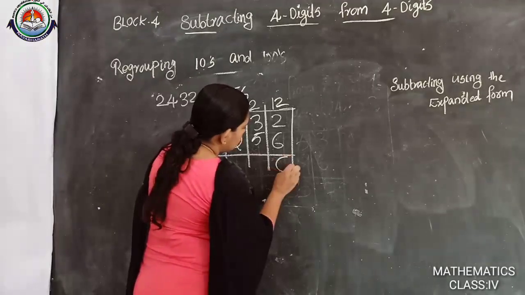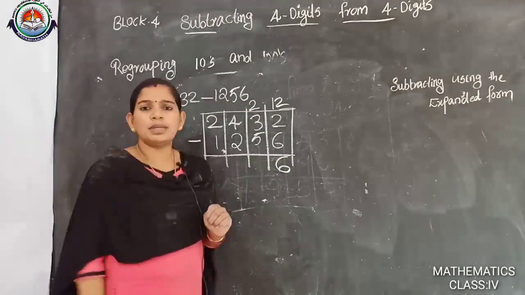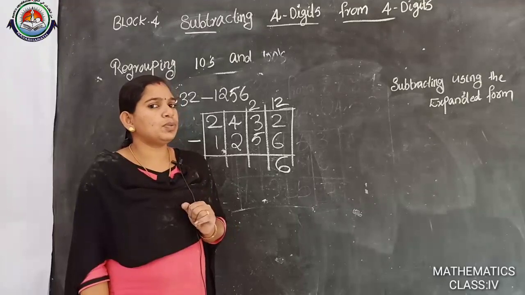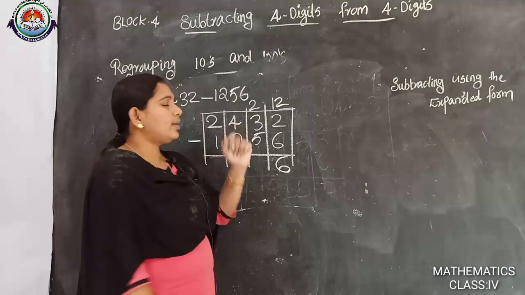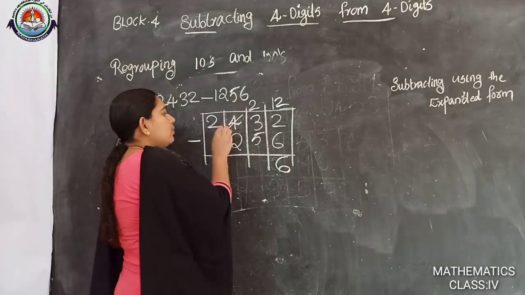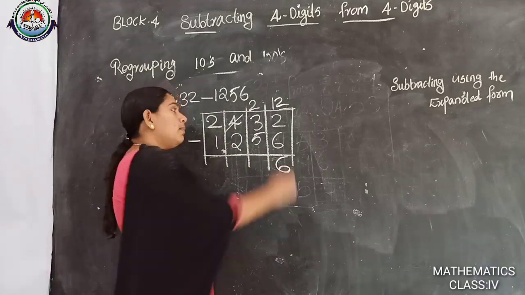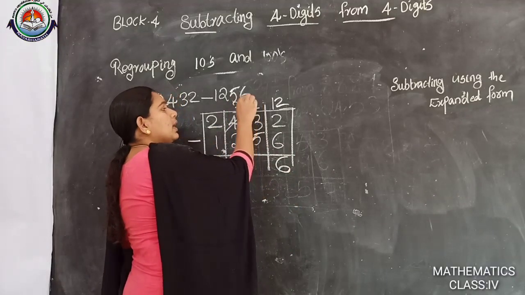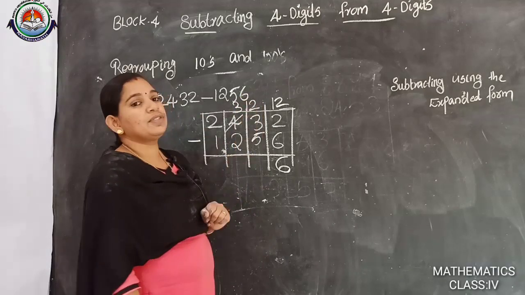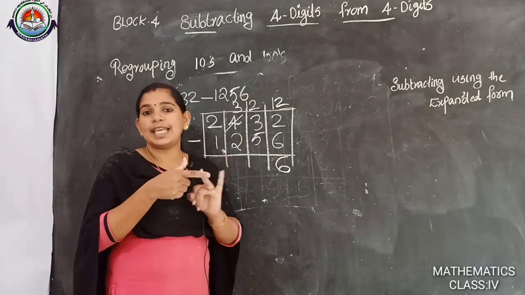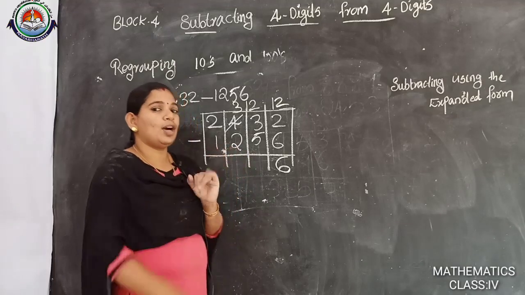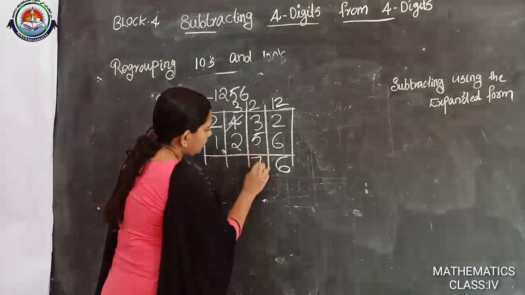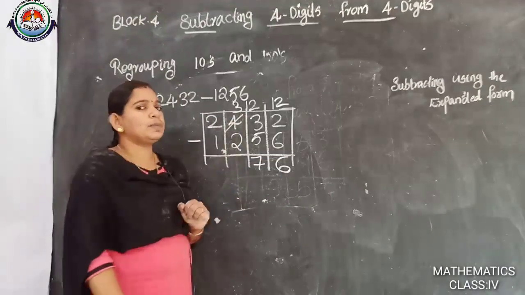So 6. Then 2 minus 5, is it possible? That also is not possible. So what do we do? We are taking 1 from the hundreds place, so taking 1 from this 4. This 4 becomes 3. This 2 becomes 12. 12 minus 5: 6, 7, 8, 9, 10, 11, 12. How many fingers? 7. Then 3 minus 2, is it possible?